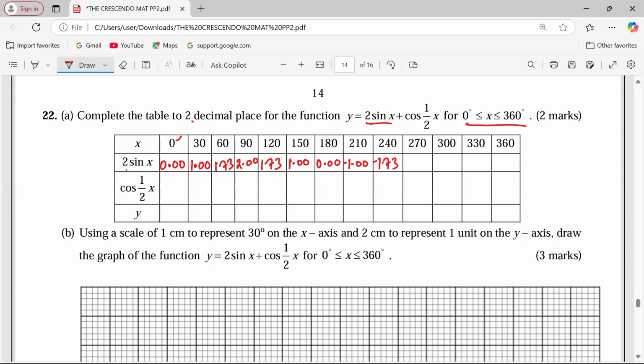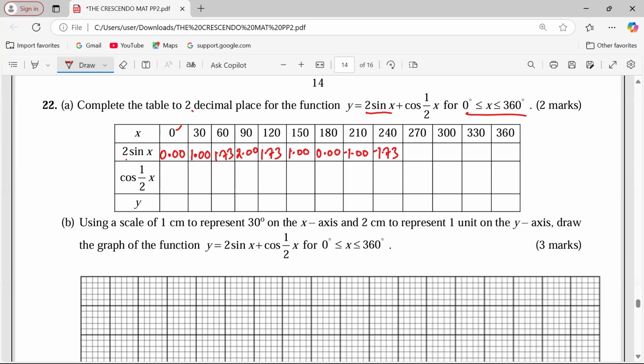Remember, you're just using your calculator. Actually, in filling these tables, when it comes to graphical work, there is no reasoning. It's just being very careful. Not a lot of work. You just pick your calculator and you write 2 sine 270. That will be negative 2, so negative 2.00. Then 2 sine 300, negative 1.73. Then 2 sine 330, negative 1. Then finally, this becomes 0.00.